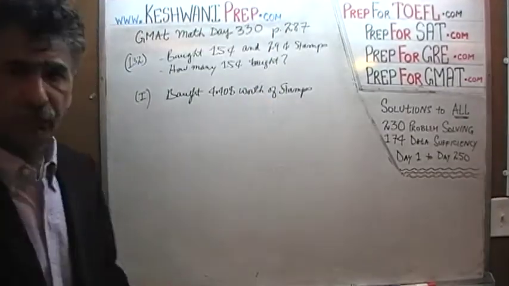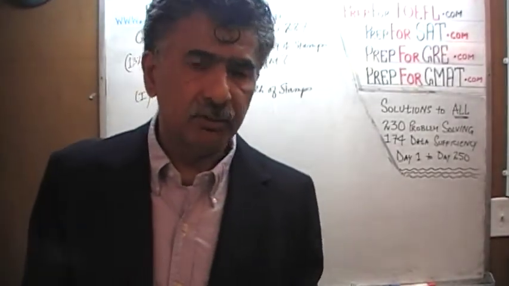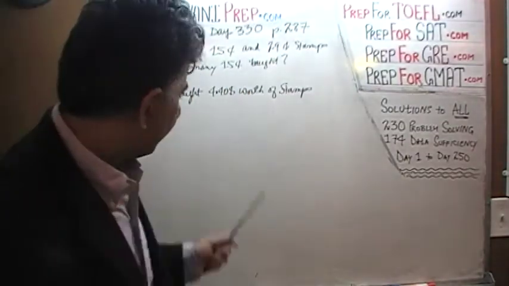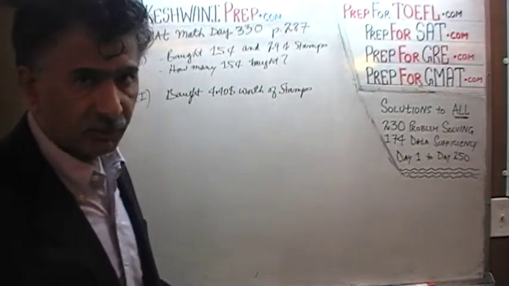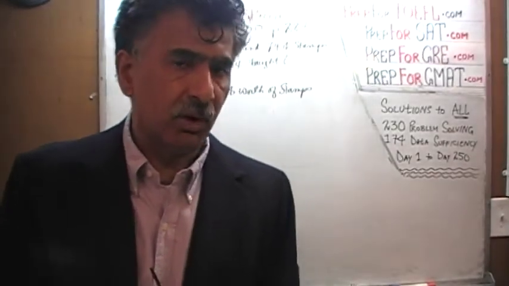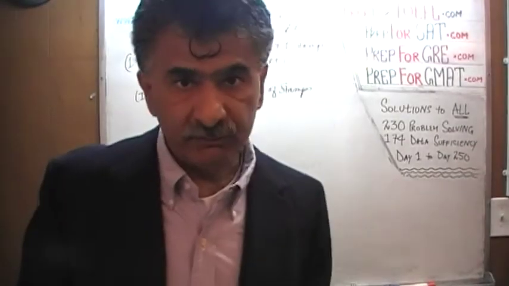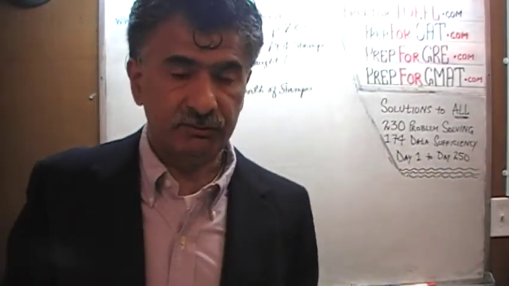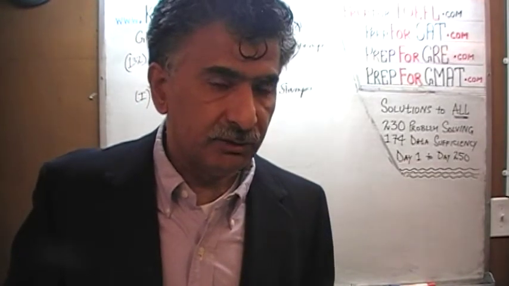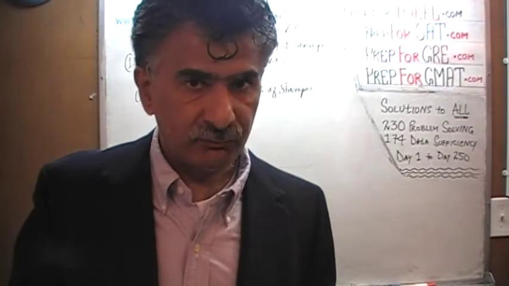So we are told that $4.40 is the amount of money that was spent on buying two kinds of stamps, 15-cent stamps and 29-cent stamps. The question simply is, is this data sufficient for us to be able to ascertain how many 15-cent stamps were bought? And if we can figure that out, obviously we can also figure out how many 29-cent stamps were bought. So essentially what they're asking is, how many of each of these stamps were bought if we are told that you spent $4.40?